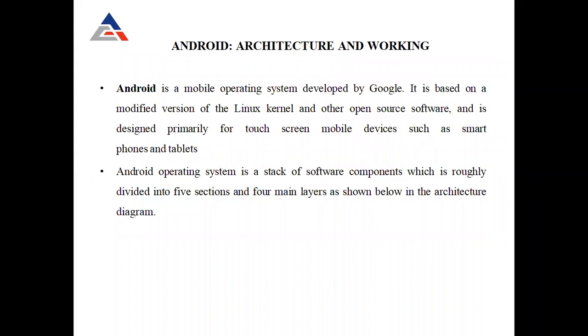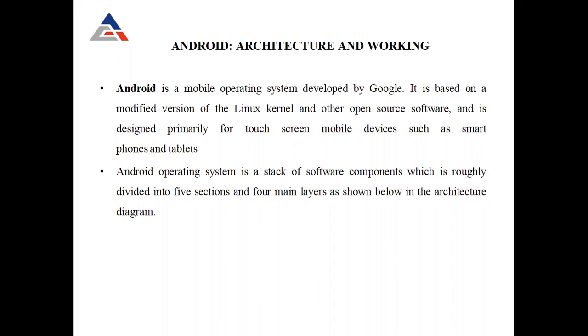Now, how Android works, what is Android architecture? Let's start from here. Android is a mobile operating system developed by Google. It is based on a modified version of Linux kernel and other open source software, and is primarily used for touch-screen mobile devices. We also call them smartphones or tablets.